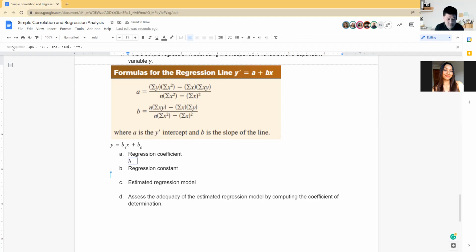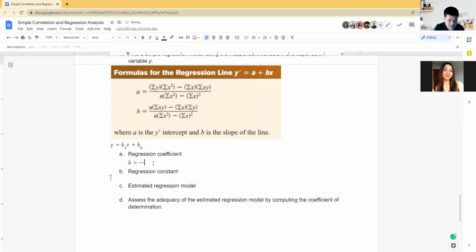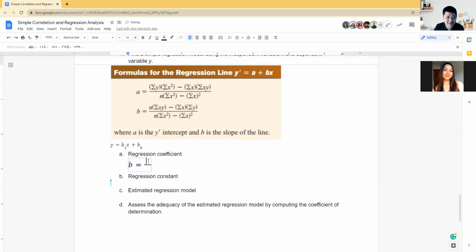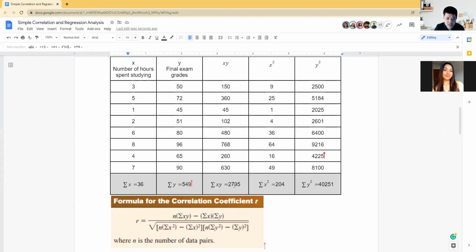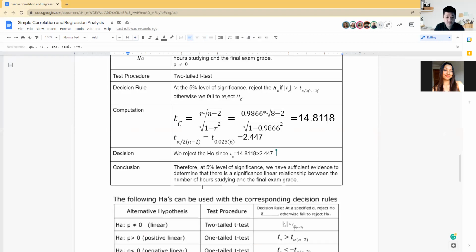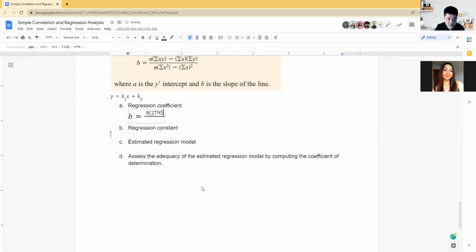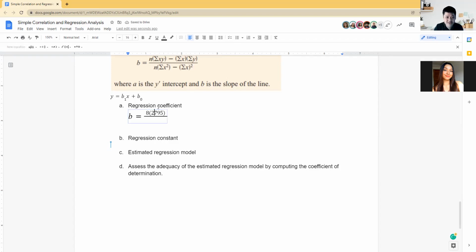So, sige, let's compute for this one. Can somebody please help me key in the values for B? So n, we'll start with 8 times summation of xy. Summation of xy, let's go back to summation of xy. Summation of xy is 2795. Sige, will somebody please continue this for me? Sino ang gusto mag-continue nito? Substitute lang yung values nito.